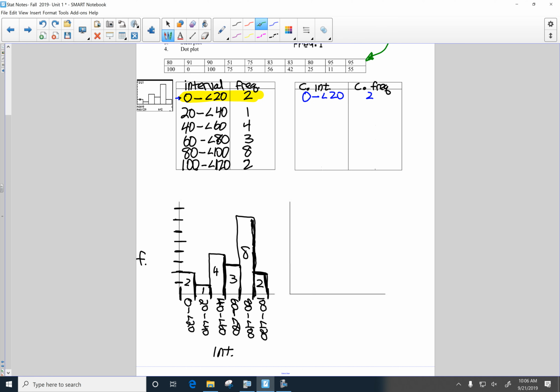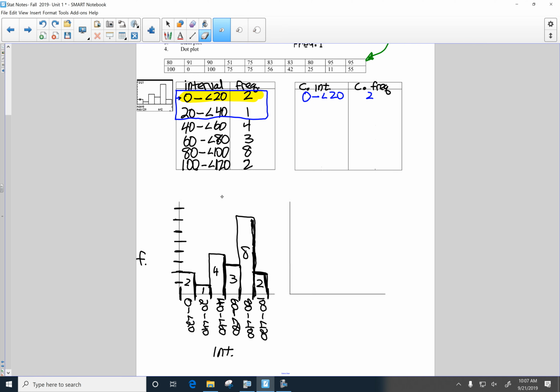So you have one collected interval, which is the 0 to less than 20 with 2 values. All right? So you already have that in your possession. Now we're going to collect the second interval. All right? So in our possession, so I'm going to do this. In our possession, we have these 2 intervals.